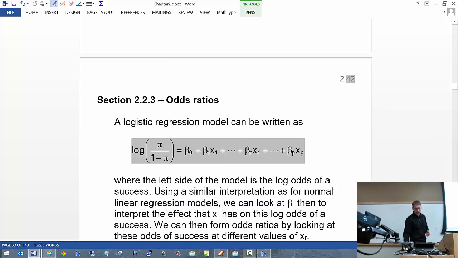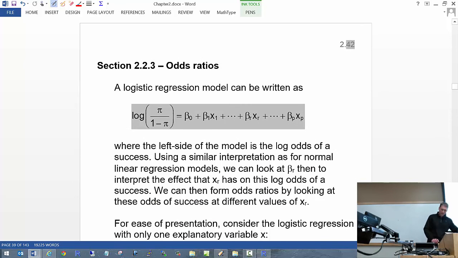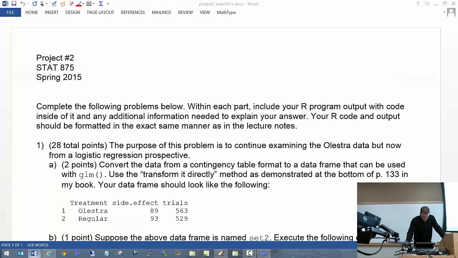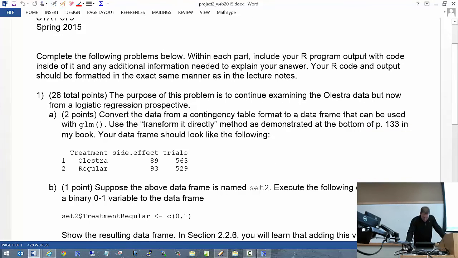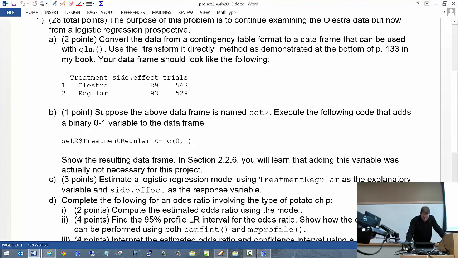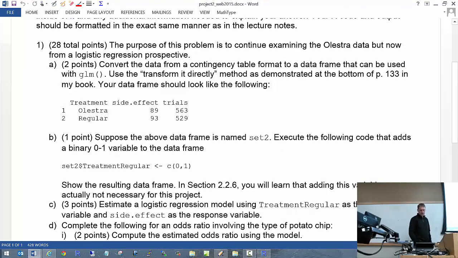Okay, so that takes us to page 242. Let's just pause there and take a look at project number 2. If you have a copy of that, please take it out. Okay, so problem number 1 continues with the Olestra data that we saw before, but now we're going to approach it from a logistic regression perspective.